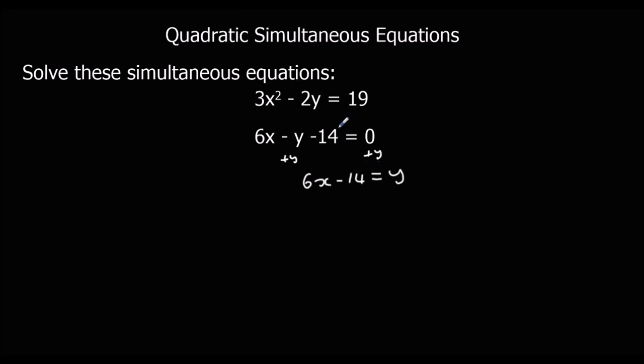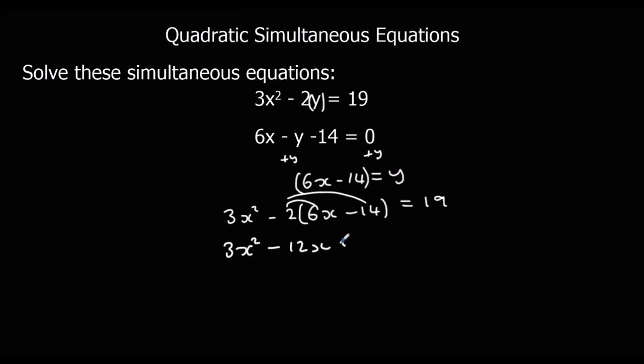So in the quadratic one, I can substitute 6x minus 14 wherever I've got the y. So that's going to give me 3x squared plus 2 times the y, 6x minus 14, equals 19. Now I'm going to expand the bracket. So 3x squared plus 12x minus 28 equals 19. Take the 19 off both sides, because I need it to equal 0 to solve it. 3x squared plus 12x minus 47 equals 0.